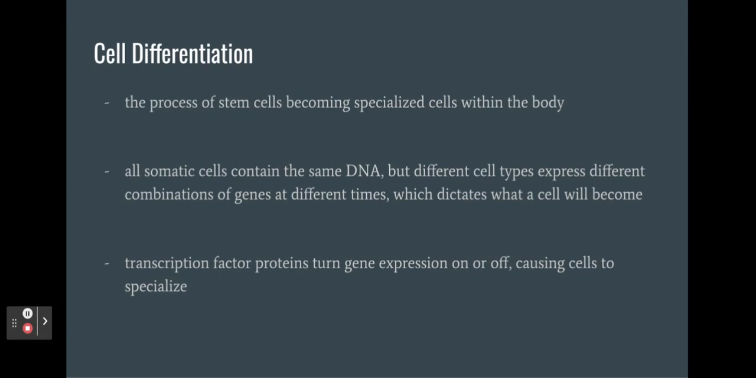Certain cells in the body are able to differentiate, that is, specialize into specific cell types. These cells are known as stem cells. All of the somatic cells in the body contain the same DNA, but differences in gene expression dictate what type of cell will result. Transcription factor proteins regulate this gene expression, leading to the development of specialized cell types.